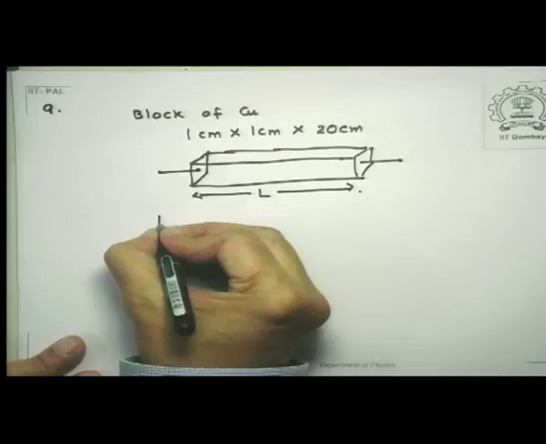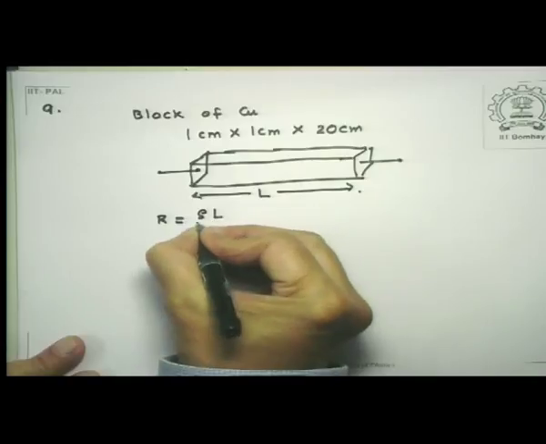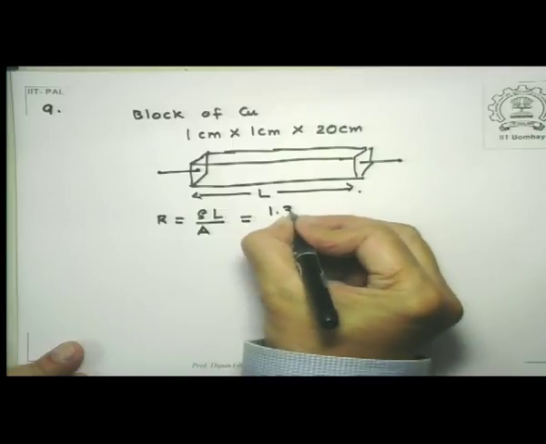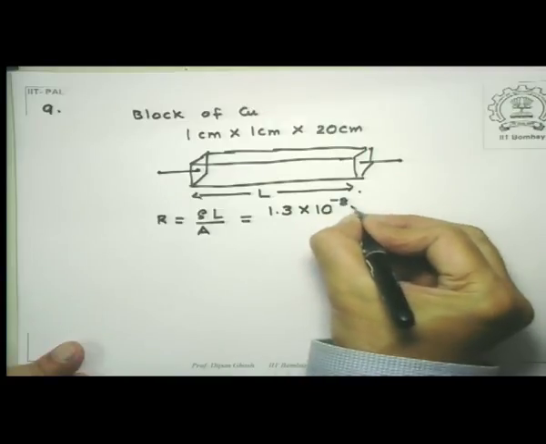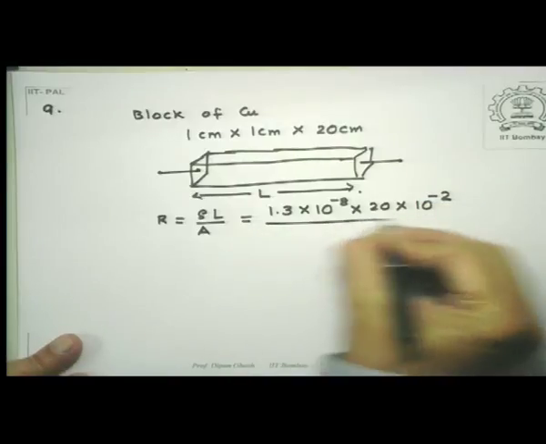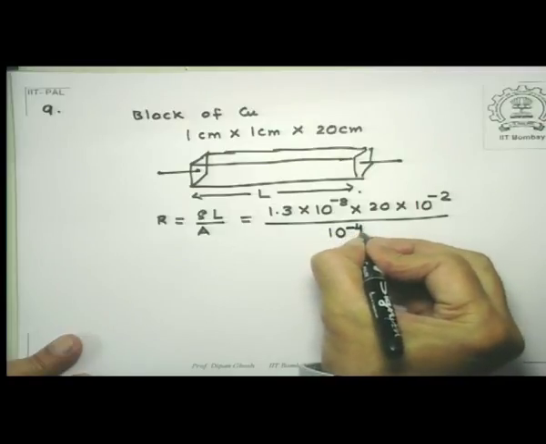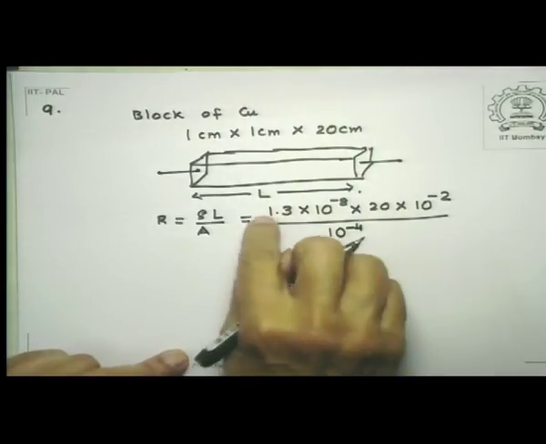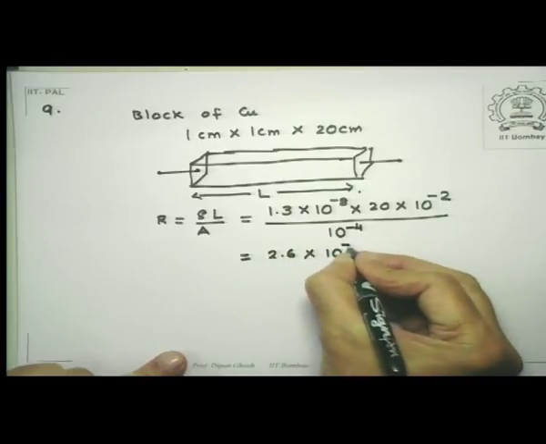Then my resistance between these two ends, which we have said is rho L divided by the area. Rho is, I will take the data for copper that I had given you earlier, 1.3 into 10 to the power minus 8, and the length is 20 into 10 to the power minus 2 divided by the area, which is 1 centimeter by 1 centimeter. So, it is 10 to the power minus 4 meter square. And if you look at these numbers, here I have got 2.6 into 10 to the power minus 5 ohms.